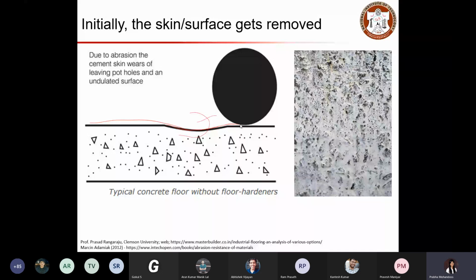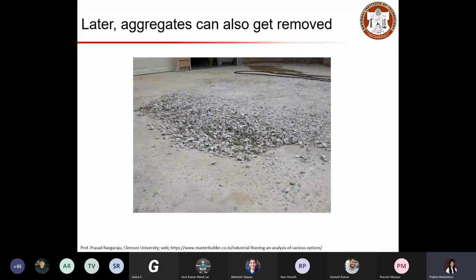And these are other examples of how, over time, aggregates can also get removed. So you can see a lot of aggregates are removed. Here the aggregates are exposed, and here you cannot see any aggregates in the cement matrix. So this will further lead to the removal of the aggregates present over there.